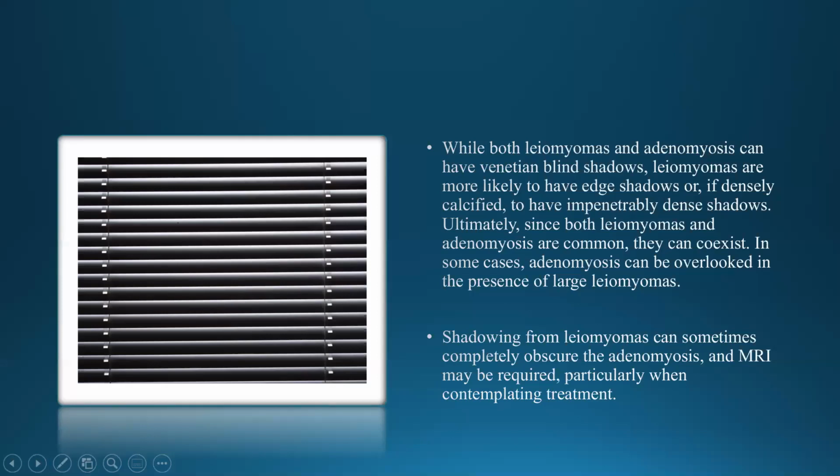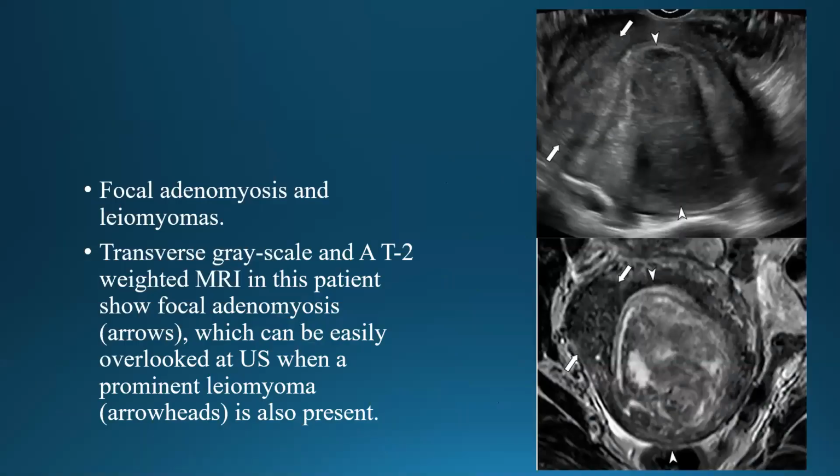Focal adenomyosis and leiomyomas, as we mentioned, we have transverse and the T2 weighted image on MRI. It shows focal adenomyosis. You could see very clearly on the MRI the focal adenomyosis, which can be easily overlooked at ultrasound. This is the same picture on ultrasound. We didn't detect that. This was the picture when we used the T2 weighted images. It could be looked at on ultrasound to delineate the lesion.